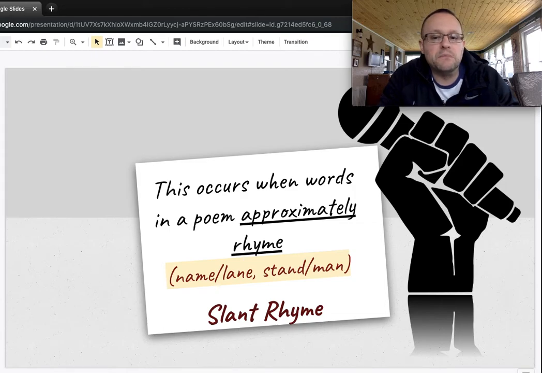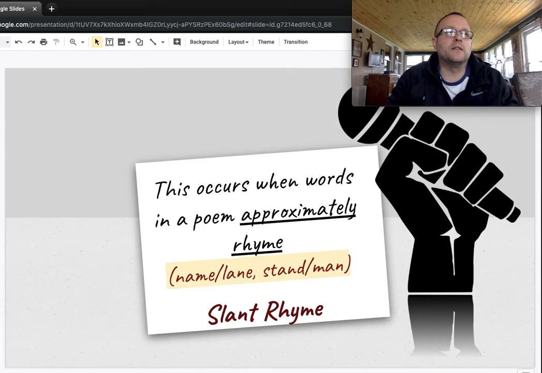Or stand and man. You have that D sound at the end of stand, but when you say stand, in a lot of cases that D isn't really heavily emphasized. So within a poem, within a song, you could say stand and man do rhyme, even though we know that's not truly the case. And really with music, you tend to have a lot of slant rhyme.